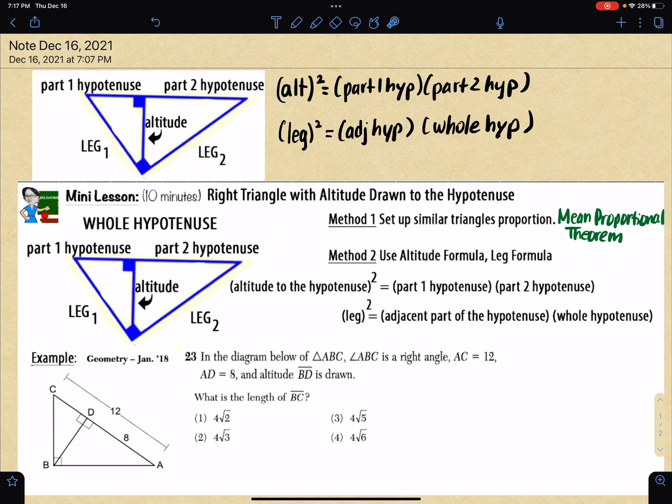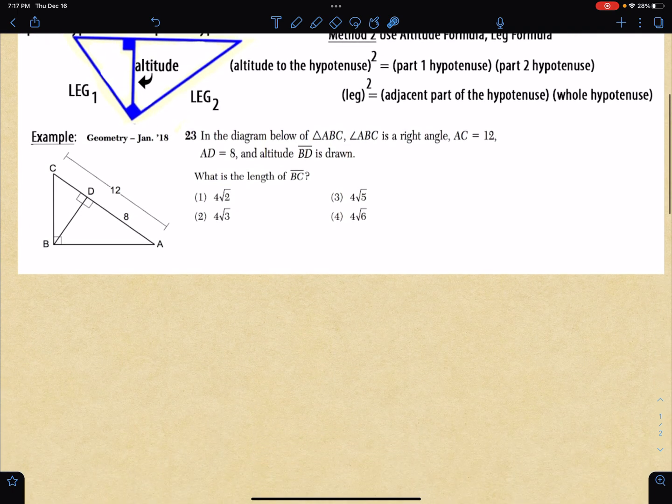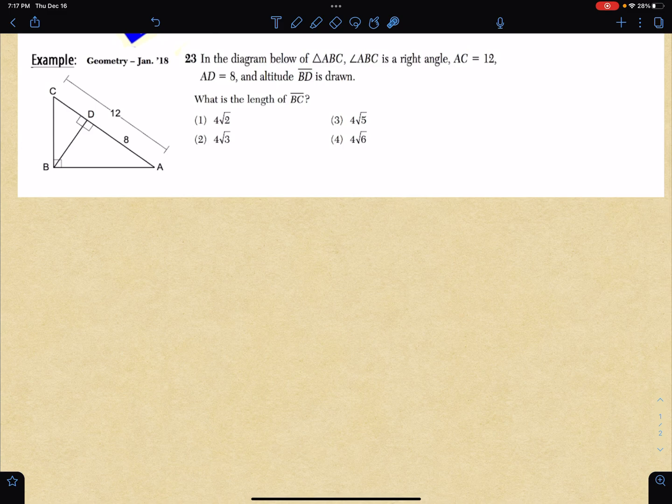All right, so let's look at this problem. Here it says in the diagram below of triangle ABC, angle ABC is a right angle, AC is 12, AD is 8, and altitude BD is drawn. So once again, this is the altitude. And you know what? Let me go ahead and label that.